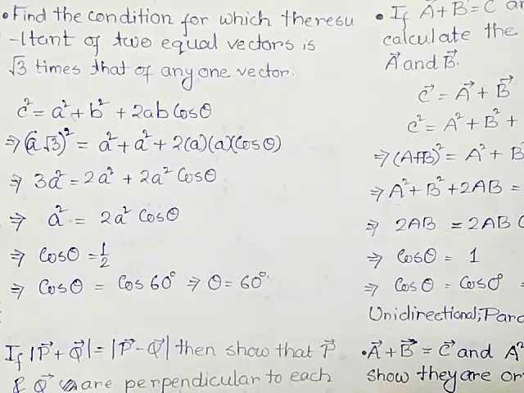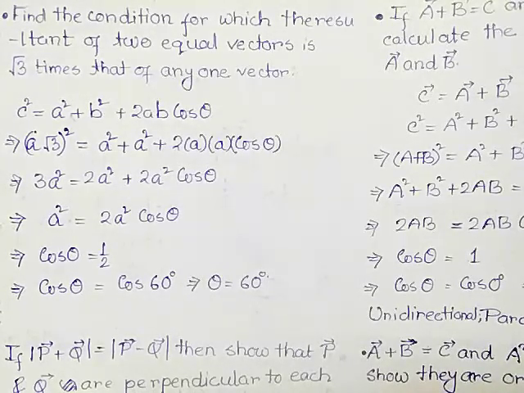Now we will do some applications of what we have derived, that is c equal to root over of a square plus b square plus 2ab cos theta, and phi equal to tan inverse b sin theta divided by a plus b cos theta.